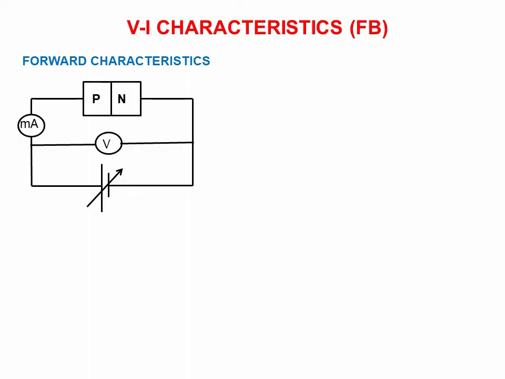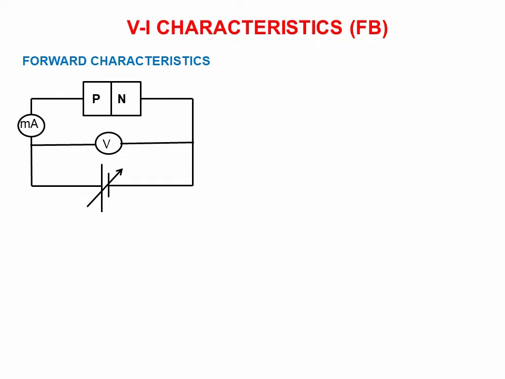VI characteristics of PN junction diode in forward bias, which is called forward characteristics. This circuit refers PN junction is connected in forward bias, that is positive terminal of the battery is connected with P type and negative terminal of the battery is connected with N type. Here battery with crossed arrow refers voltage variator, so we can vary the voltage. Voltmeter is connected across PN junction diode. A milliammeter is connected in series to PN junction diode.